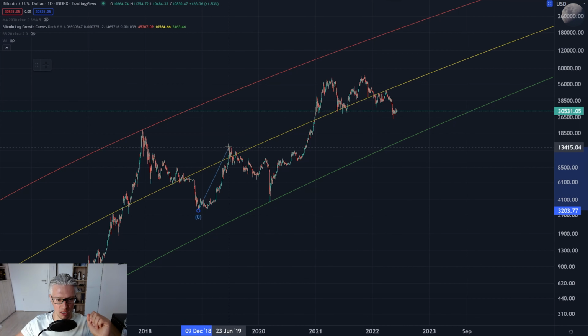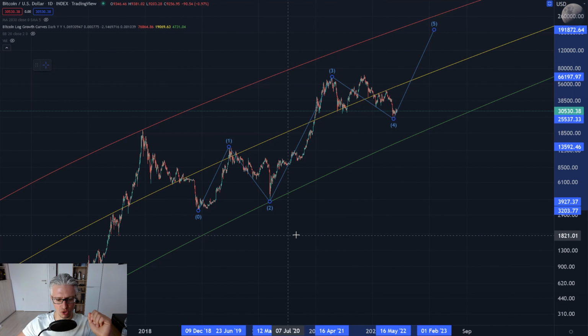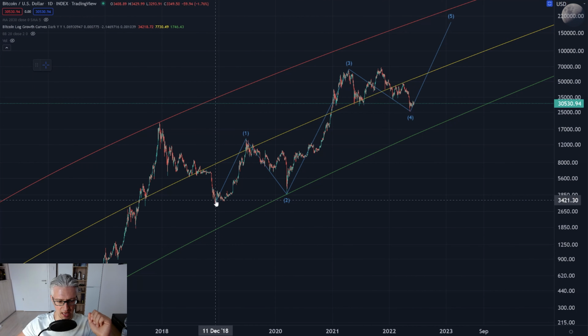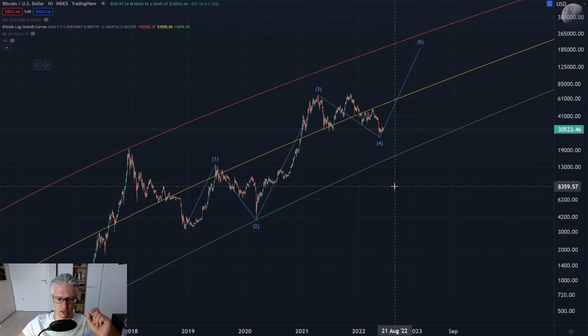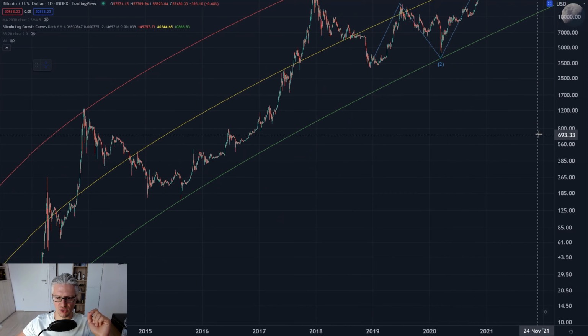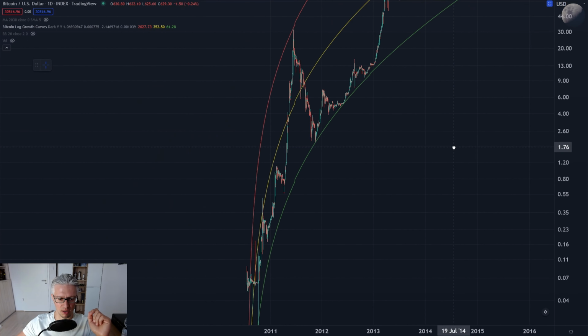So my theory is that Bitcoin is actually doing an expanded flat correction right now, and we will soon go into a wave 5. So basically that whole structure here since late 2018 has been one giant bull market, but it is so stretched out that we don't realize it anymore as being a bull market, because we have said quite a few times that the cycles in Bitcoin are getting longer.